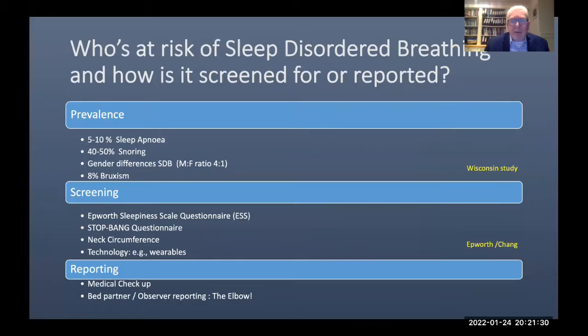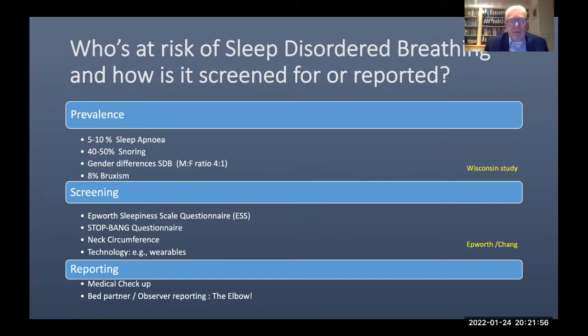Well, let's begin by looking at who's at risk of sleep breathing disorders and how is it screened for, or how is it reported. When we're talking about sleep breathing disorders, we're going to collate sleep apnea, snoring, and maybe sleep bruxism as well. So sleep apnea is a condition that has a number of variants in it.